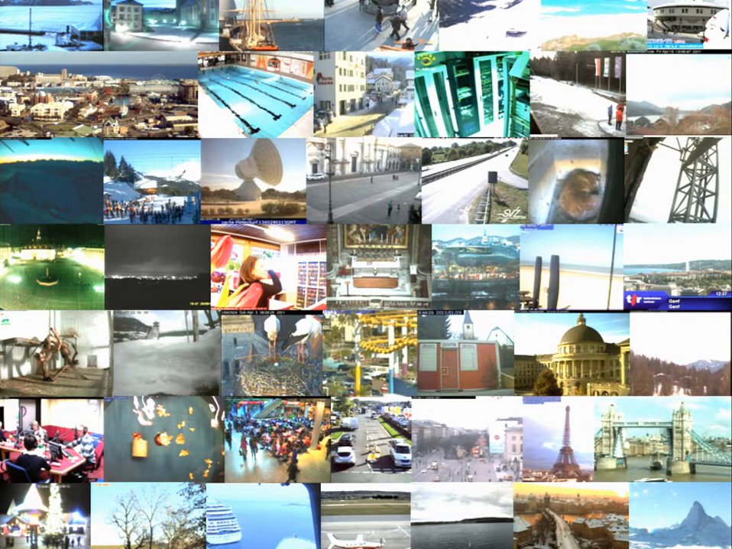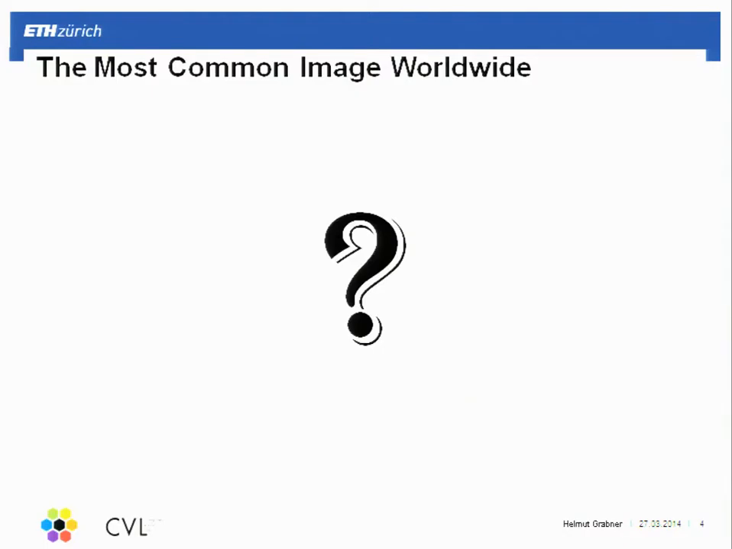So to warm up and to start, what do you think is by far the most common webcam image worldwide? You have seen the presentation before. That's cheap. No, that's right. It's a completely black screen. We're looking around the world, and half of the day it's night, and usually in the night it's dark. So that's true. The most common webcam image overall is a black screen.